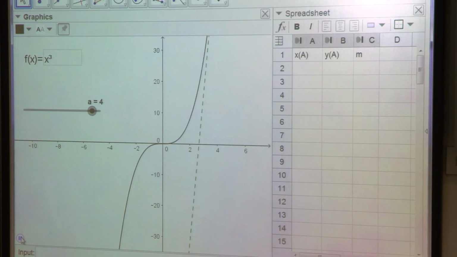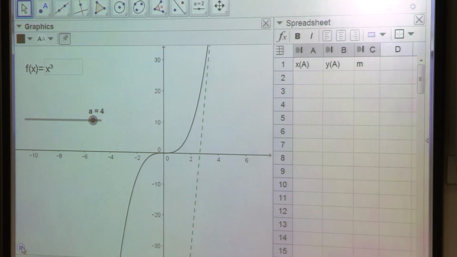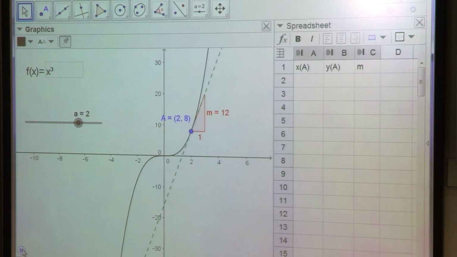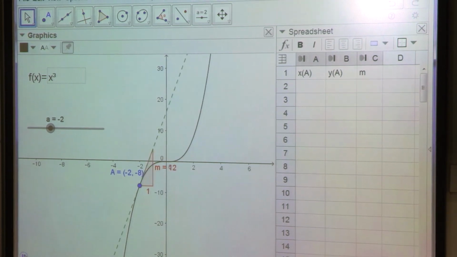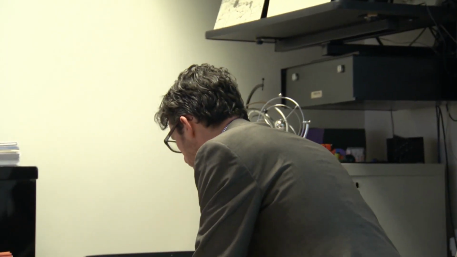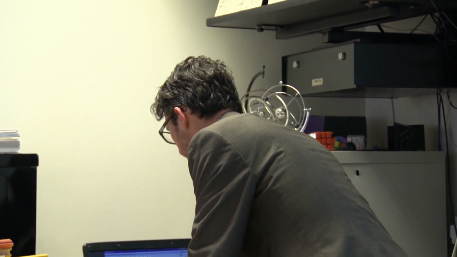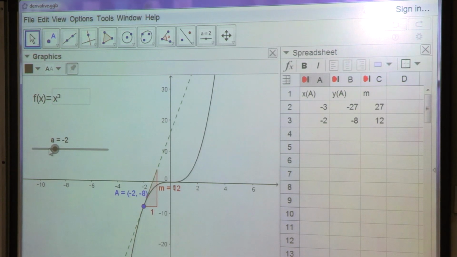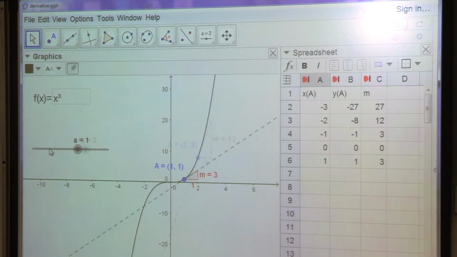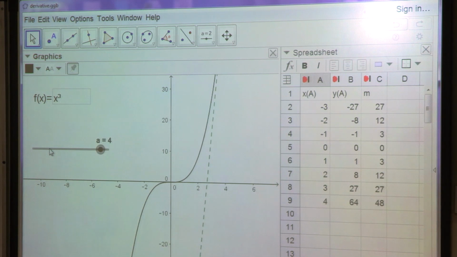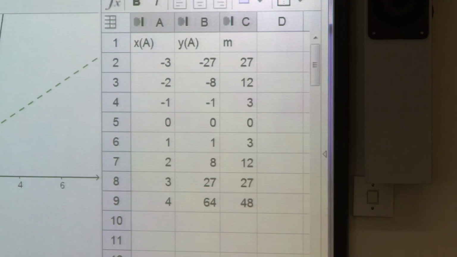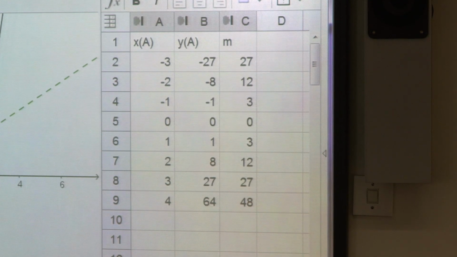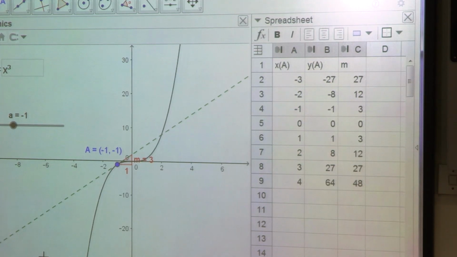What's happening to the gradient of the tangent to the curve at a point? Initially it decreases, and then after 0 it increases again, but it never becomes negative. Let's have a quick look at what a table of values would look like for that. As I move along, I get these values for the gradient. Anyone notice anything about these numbers in the right-hand column? They're multiples of 3. And they're all multiples of 3.